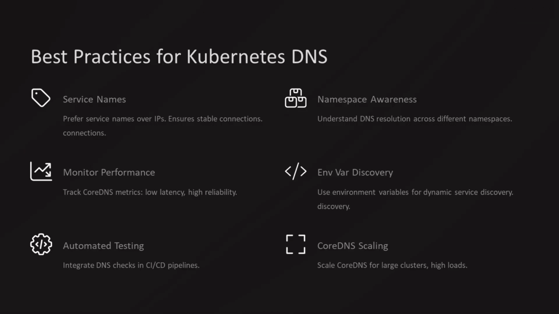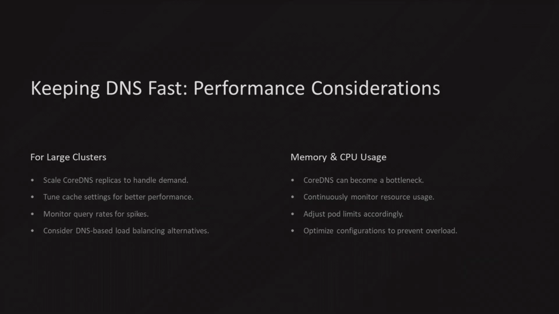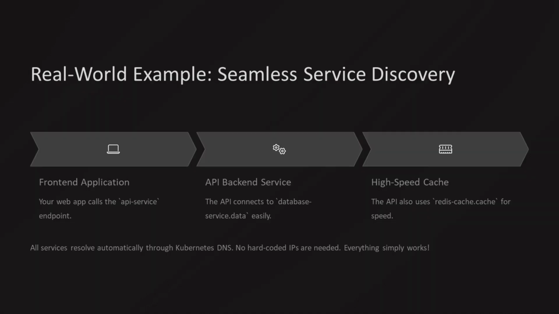Before we wrap up, let me share a few quick tips. First, try to use service names instead of IP addresses whenever possible. It makes your applications much more resilient to changes. Second, be mindful of what namespace you're in. DNS resolution works differently depending on whether you're calling services in the same namespace or different ones. Third, if you're building applications that need to discover other services, consider using environment variables that Kubernetes automatically creates, or use service discovery libraries that understand Kubernetes DNS. And finally, monitor your DNS performance. In large clusters, DNS can become a bottleneck if you're not careful.